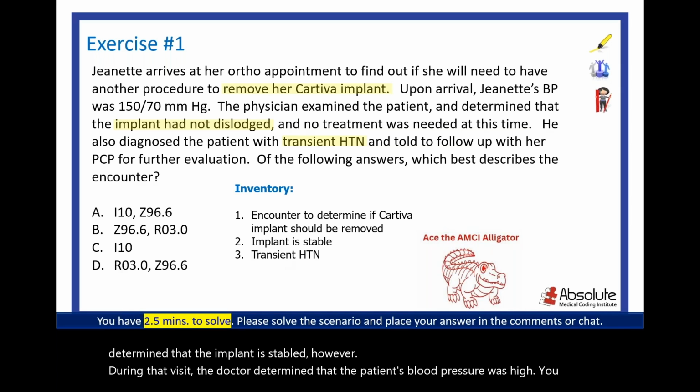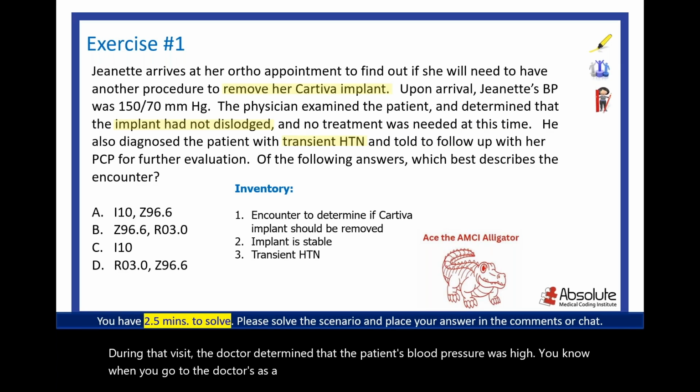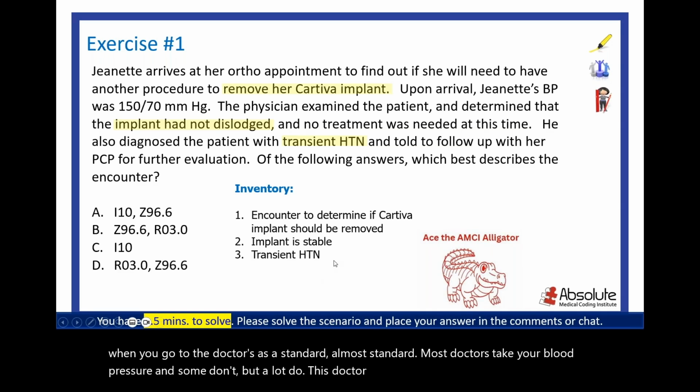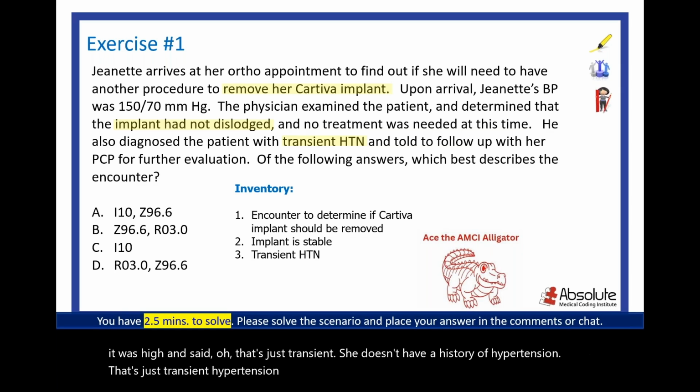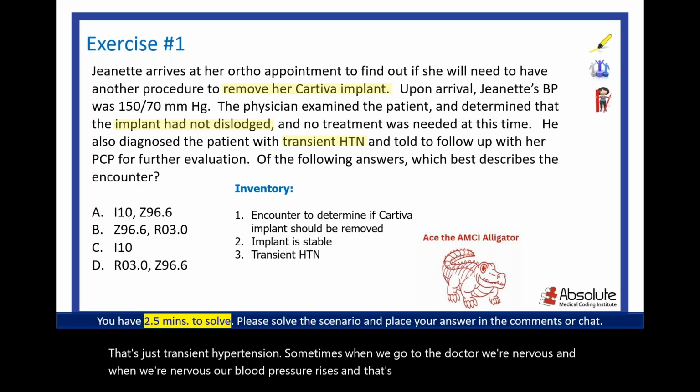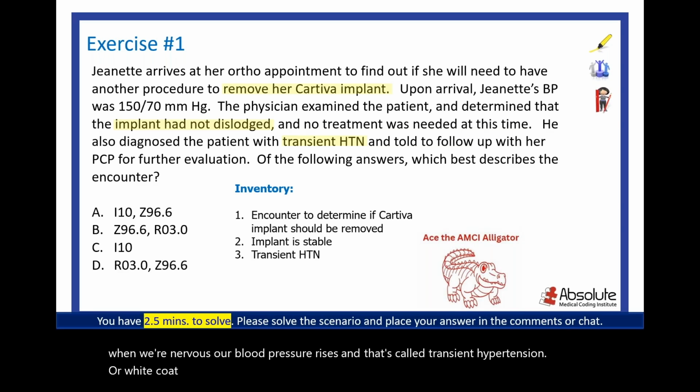You know, when you go to the doctors, almost as a standard, most doctors take your blood pressure. Now, some don't, but a lot do. This doctor did take her blood pressure and determined it was high and said, oh, that's just transient. She doesn't have a history of hypertension. That's just transient hypertension. Sometimes when we go to the doctor, we're nervous. And when we're nervous, our blood pressure rises, and that's called transient hypertension or white coat syndrome. Just FYI.